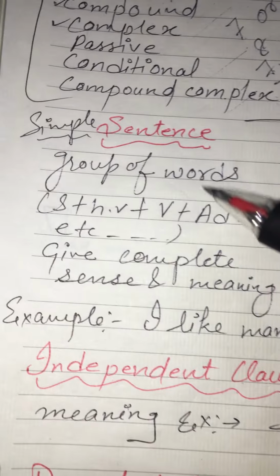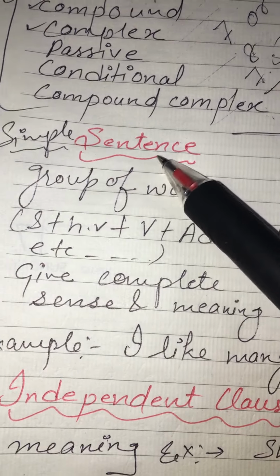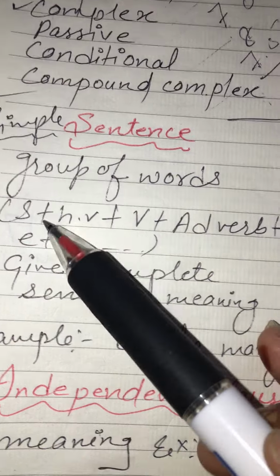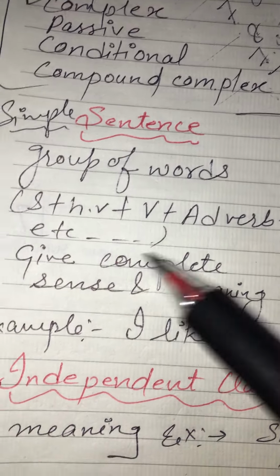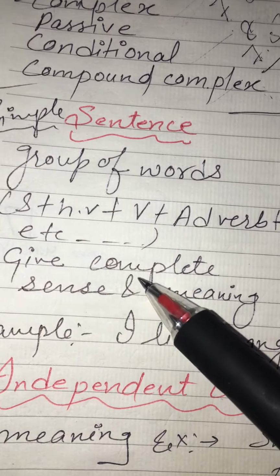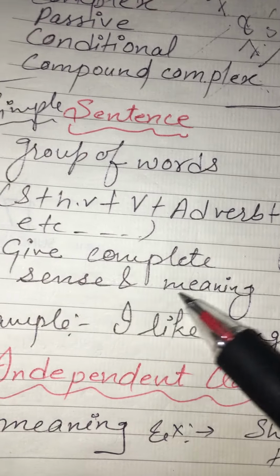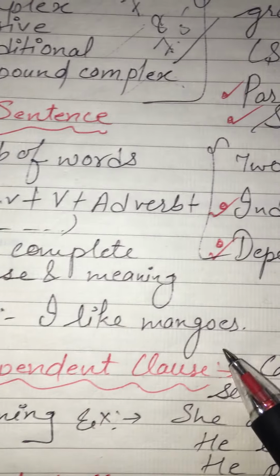So now the first type of sentence is simple sentence. It is a group of words which has subject, helping verb, adverb, adjective, object, etc. It gives complete thought or complete sense and meaning. For example, I like mangoes.